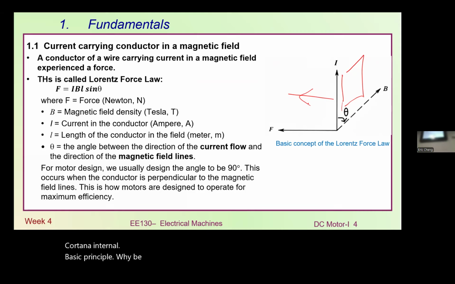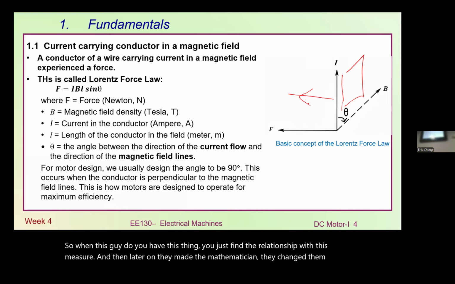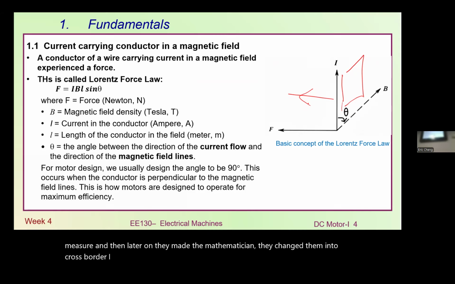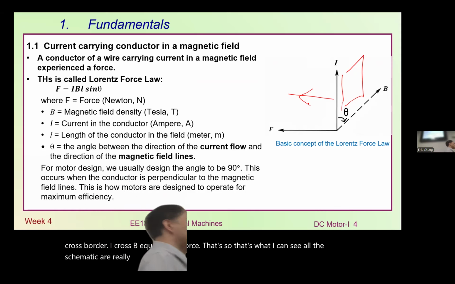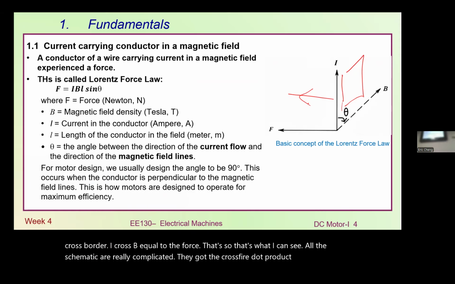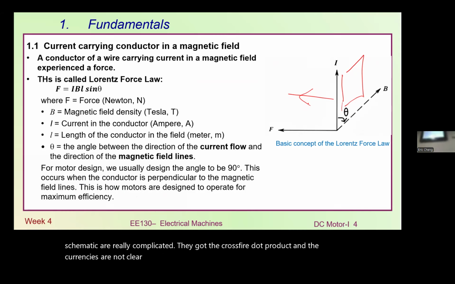So we formulate this into F equal to IBL sine theta. That's how we come up with it. When this person derived it, they found the relationship with this ratio, and later on the mathematicians changed it into the cross product, I cross B equals force. That's why all the geometric laws look really complicated. They have the cross product, dot product, and cosines.